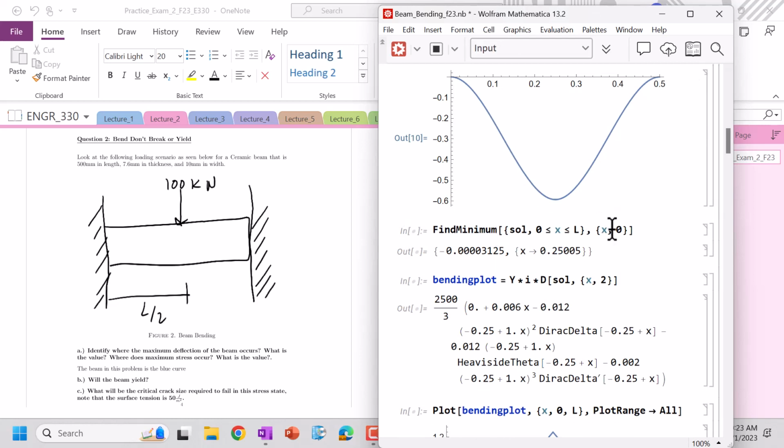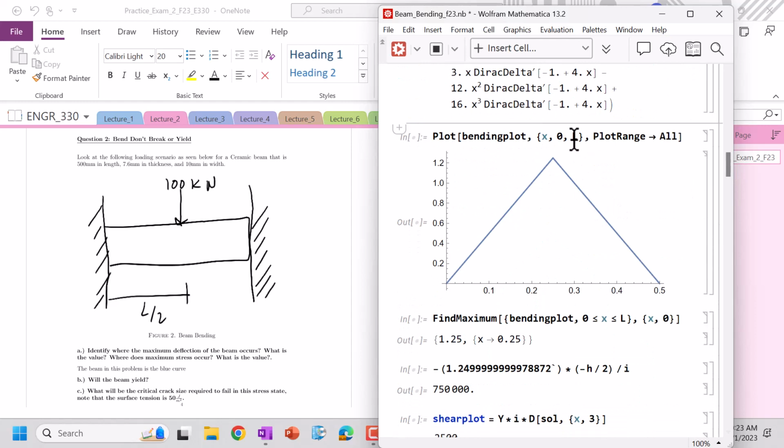So identify where the maximum displacement of the beam occurs. I'm going to cheat a little bit and start it at 0.2. So this is going to be our maximum or minimum displacement, and it occurs effectively over here. Good. Makes sense. What is the value? Well, this is the value of the displacement. This is where it occurs in the x position in the beam.